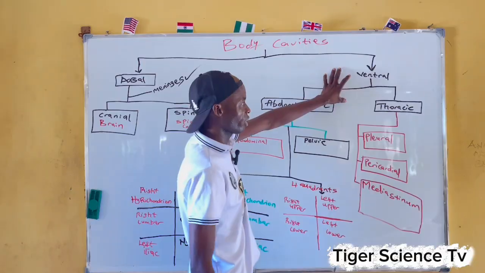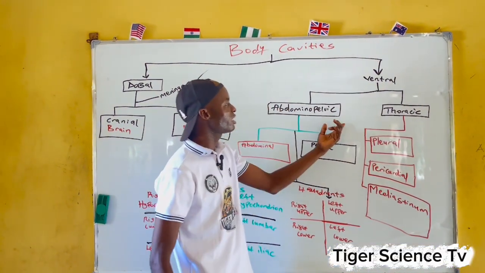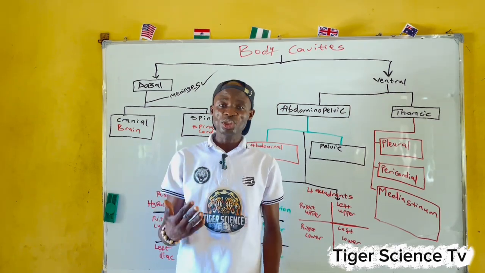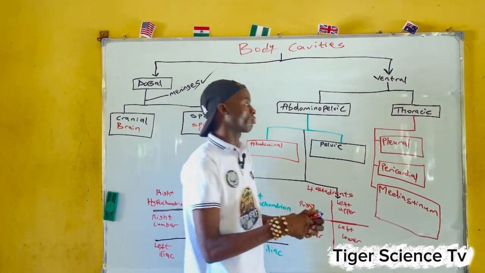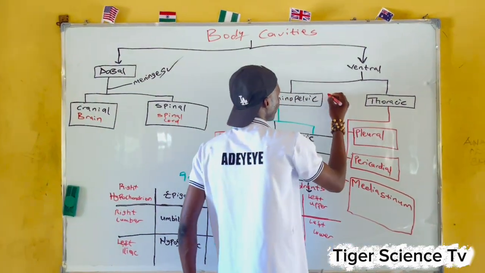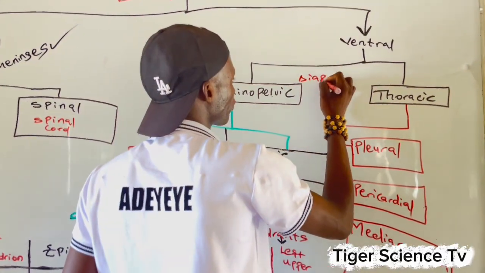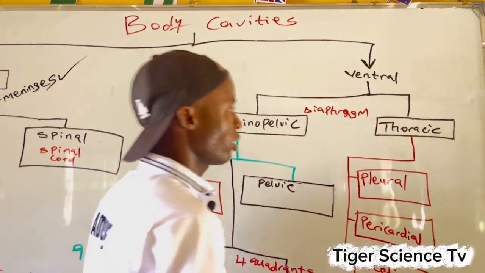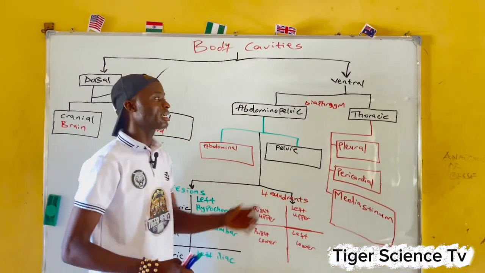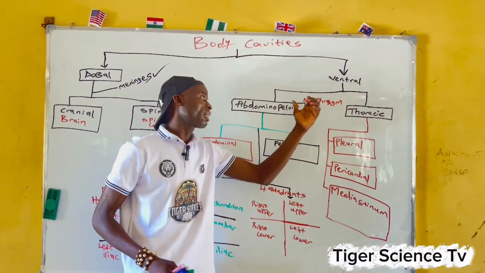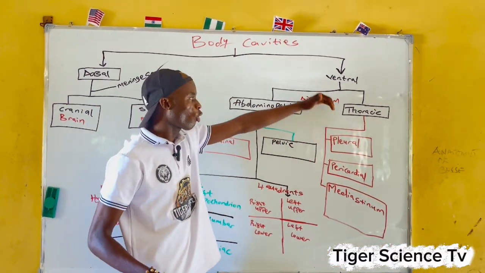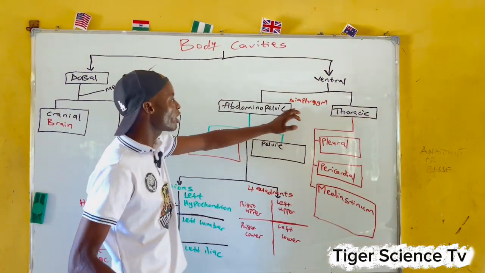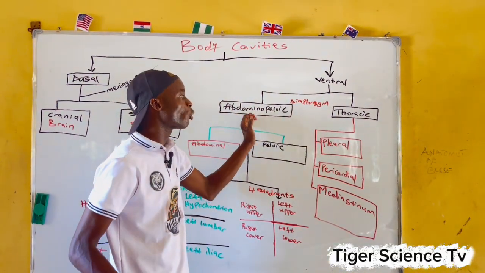Now let's take the ventral body cavity. The ventral body cavities are divided. They are separated from each other by the diaphragm. They are separated from each other by the what? The diaphragm muscle. So the diaphragm muscle is the one that separates the ventral body cavity. Now, superior, or at the top of the diaphragm, we have the thoracic cavity. Inferior to the diaphragm, we have the abdominopelvic cavity.